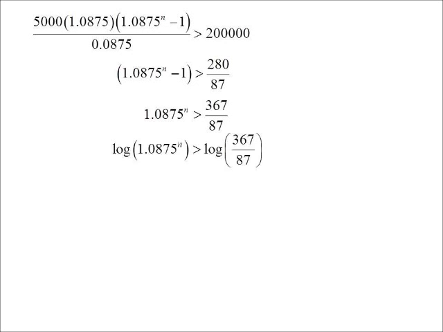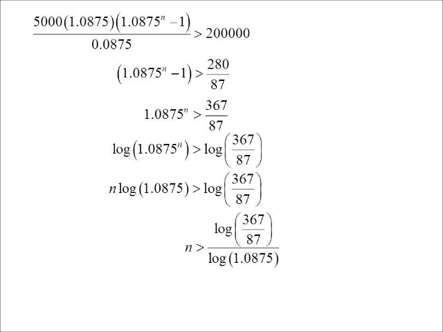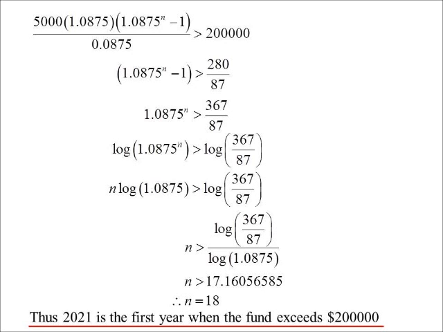So we can log both sides, get the n out the front. This time we're okay with the inequality sign, because I'm going to divide by the log of 1 point something, so it's bigger than 1. Divide by that, and we get 17.1605, etc. So n is 18. So 2021 will be the first year when the fund exceeds the $200,000 mark.